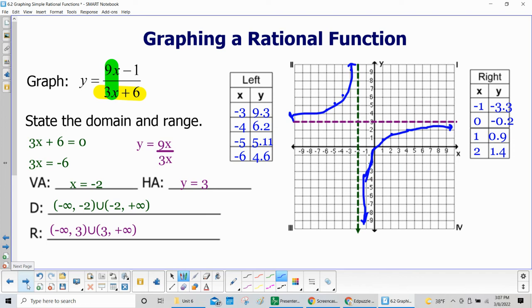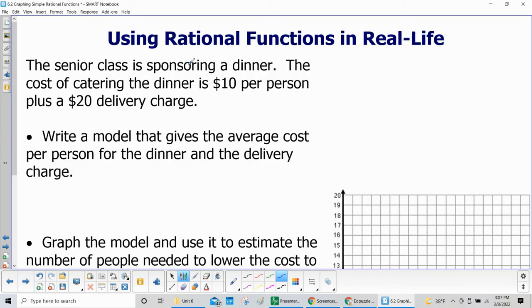All right. So then the last thing we're going to look at, of course, we have a word problem. You guys didn't think you were going to get out of this without a word problem. We have the senior classes sponsoring a dinner. The cost of catering the dinner is $10 per person, plus there's a $20 delivery charge for all of the food. So that's actually not that bad of a delivery charge. I totally would expect it to be more than that. But assuming you're talking about your senior class, there's quite a few people. So there's a lot of food coming.